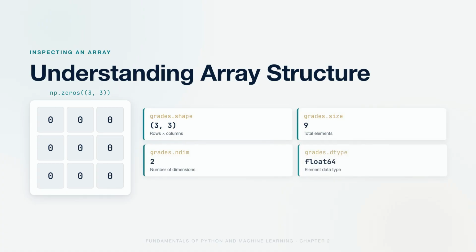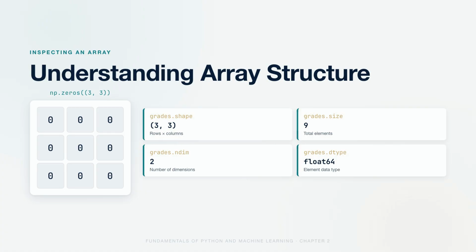After creating an array, we often need to understand its structure. NumPy gives us several useful properties. The first one is shape. The shape tells us the number of rows and columns in the array. For example, if the result is 3 by 3, that means the array has 3 rows and 3 columns.